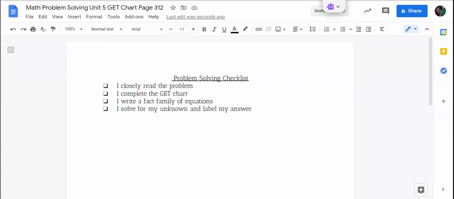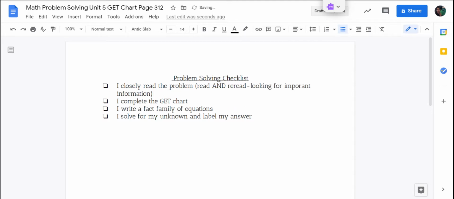All right, so we have a short checklist we are looking at today to help us with multiplication and division problems. For each problem you are solving today, you're going to make sure that you closely read the problem. And when we say closely read, what are we also usually asking you to do? Read and reread. And when we're reading and rereading, we are looking for important information, right?